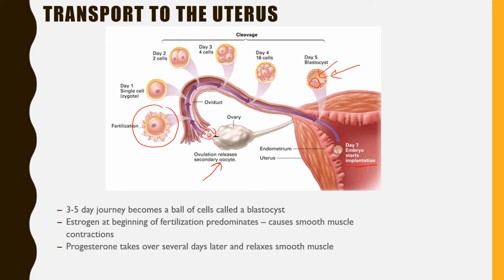By the time it does that, though, we're already pretty much at this junction where there's the opening between the fallopian tube and the uterus. There's a sphincter there, and progesterone helps to relax those smooth muscles of the sphincter, which allows the blastocyst to move in. So the timing of that is pretty important. That's why I say progesterone takes over several days later to help relax that smooth muscle at the end there.